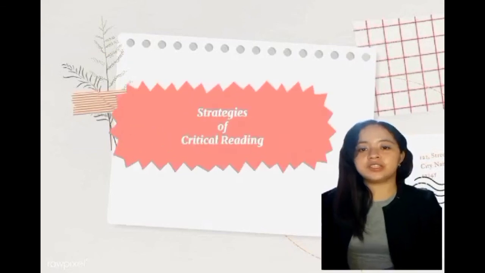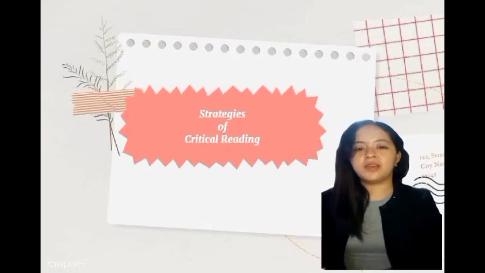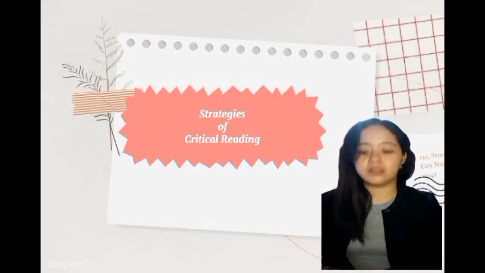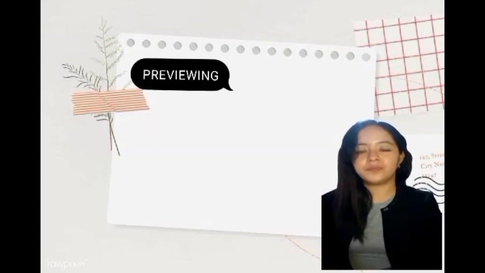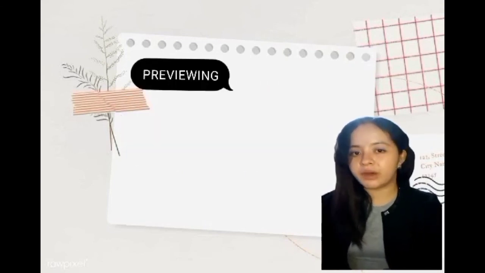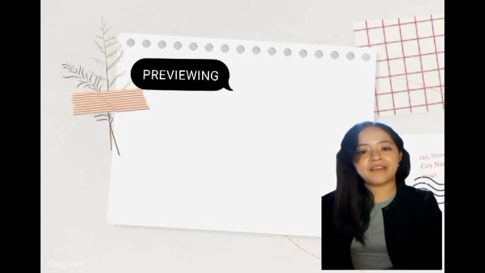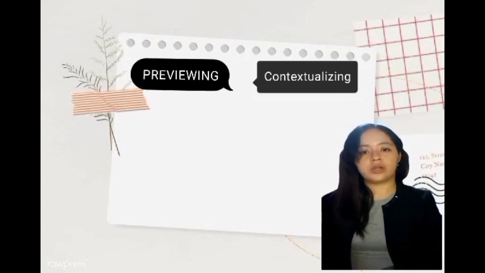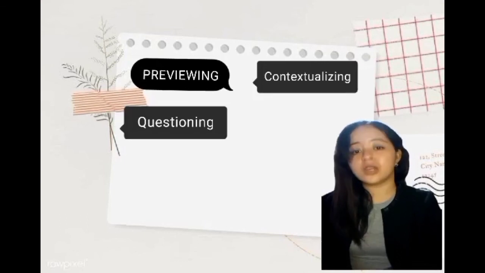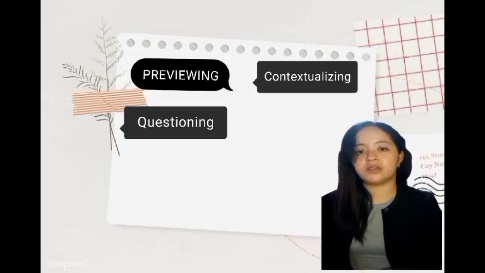Now let us proceed to the strategies of critical reading. Based on my resources, there are seven critical reading strategies. First, we have previewing. Previewing means learning about a text before really reading it. It's like reviewing. Second, we have contextualizing. Contextualizing is placing a text in its historical, biographical, and cultural context. The third one, we have questioning. Questioning is asking questions about the content or the author.